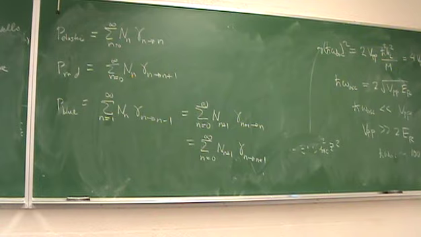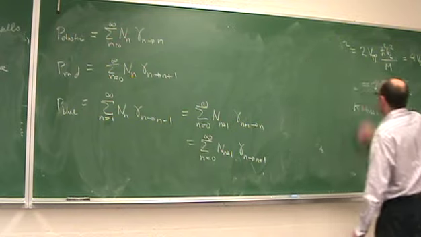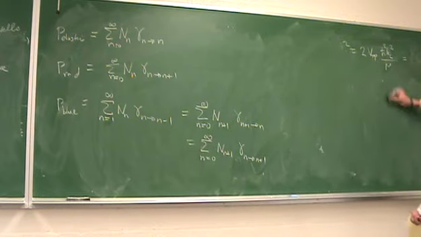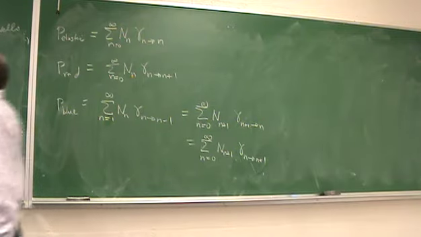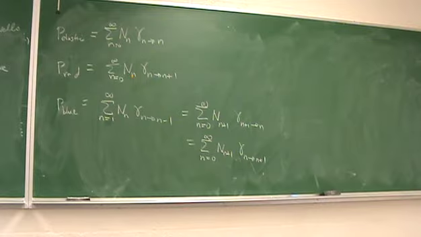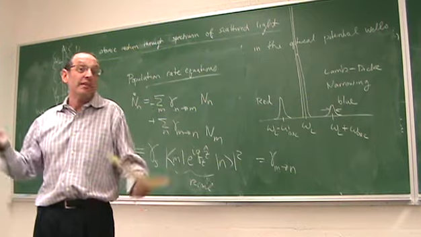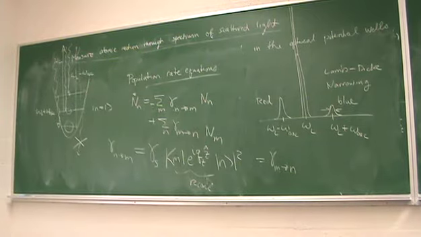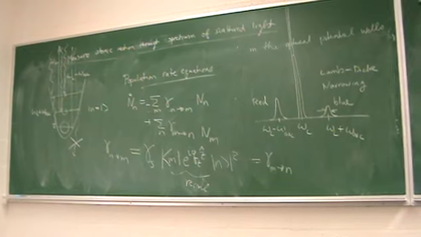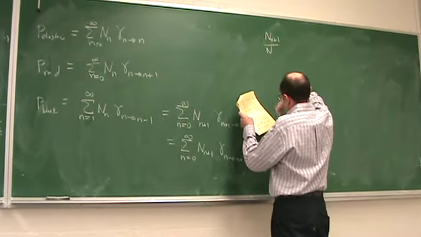Okay? Now, if we are in steady state, if this distribution of populations in steady state is a thermal distribution, well then we know what the populations are in those different levels. It's given by the Boltzmann distribution. So, in particular, what do I want to say here?